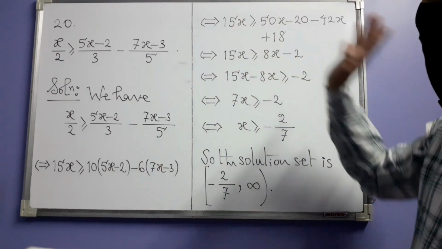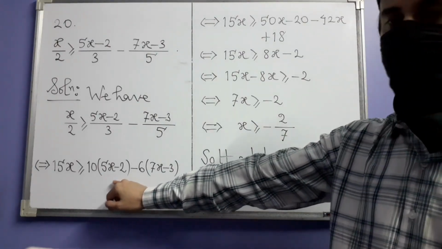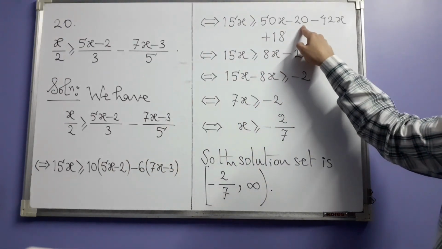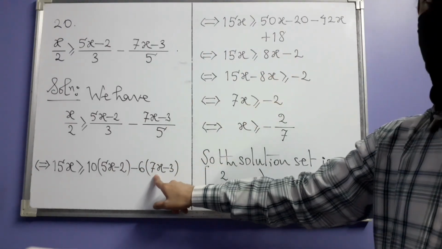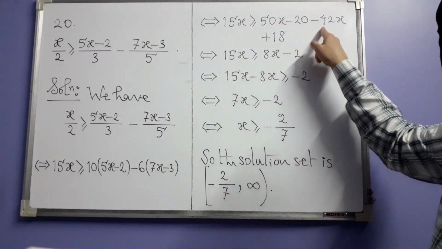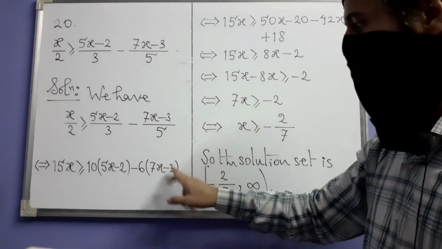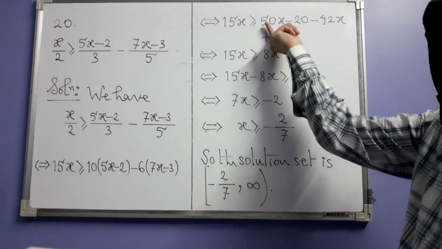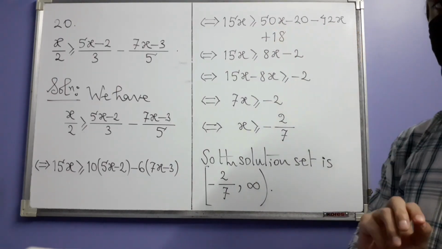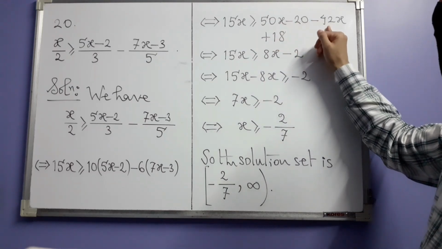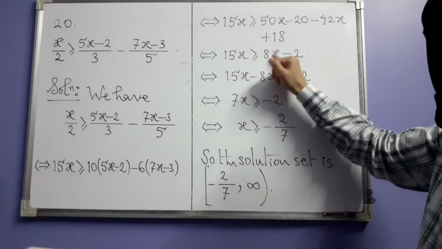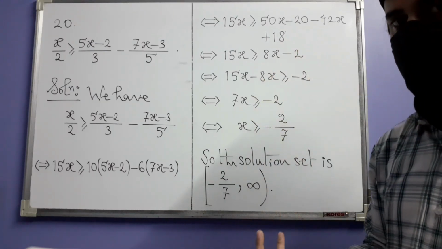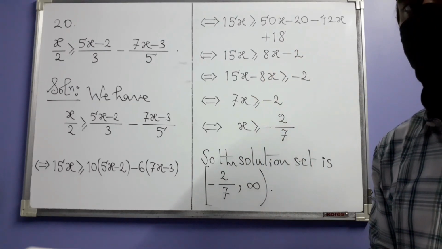So 15x is greater than or equal to, let's do the multiplication carefully. 10 times 5 is 50, 50x minus 2 times 10 is 20. Minus 6 times 7 is 42, so minus 42x, minus 6 times minus 3 is plus 18. So you can already see that it will ultimately become small, because 50x minus 42x is 8x, and minus 20 plus 18 is minus 2. So suddenly the complexity has gone down, right?